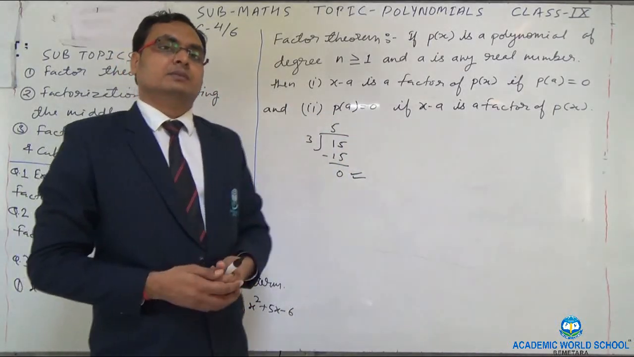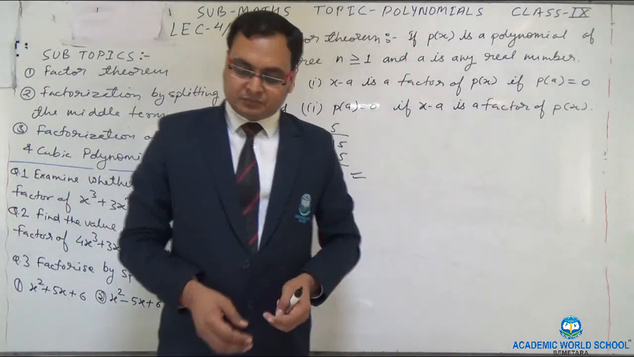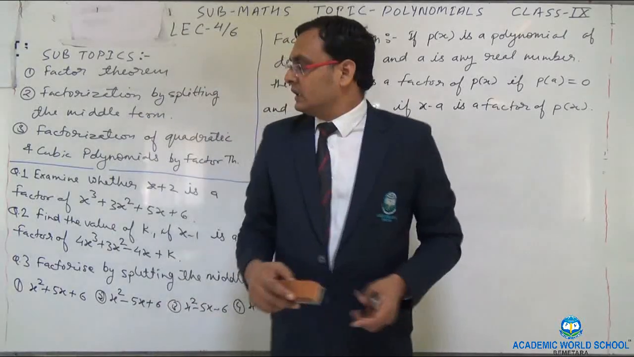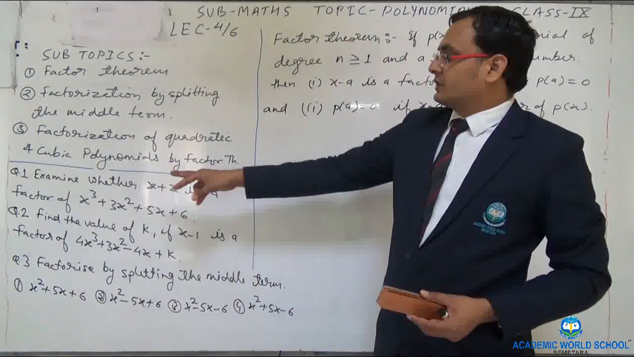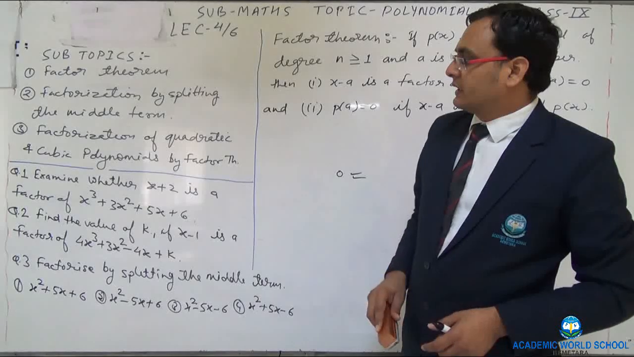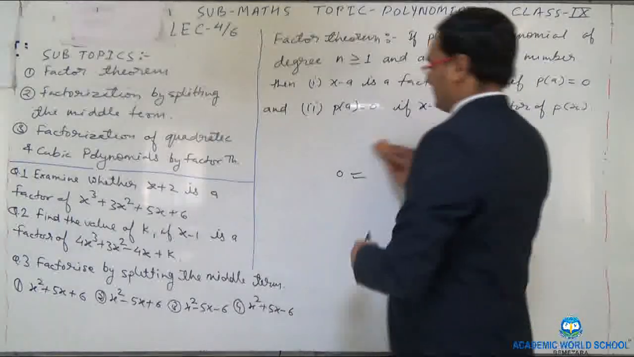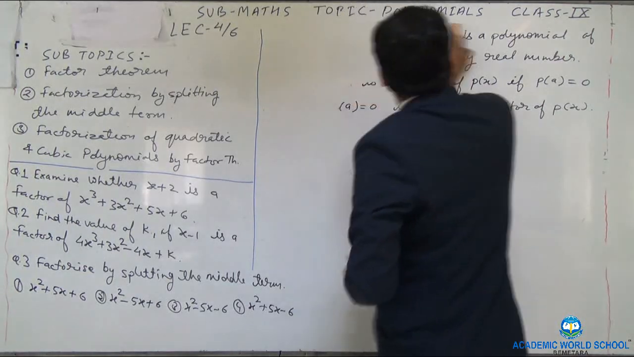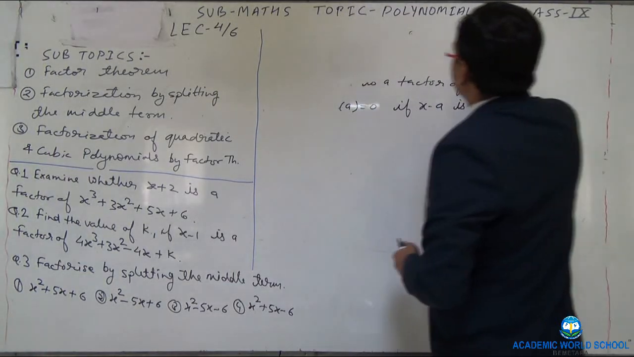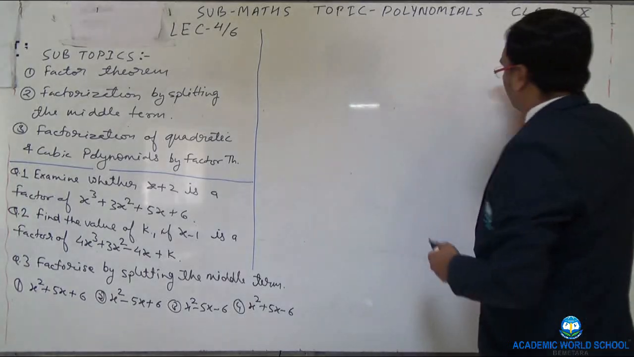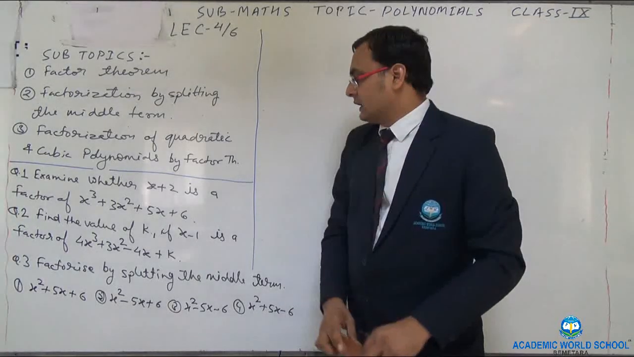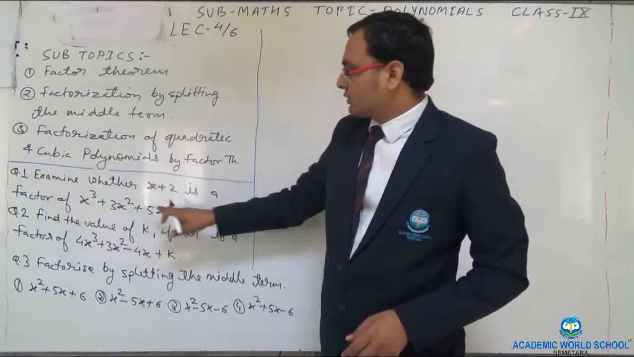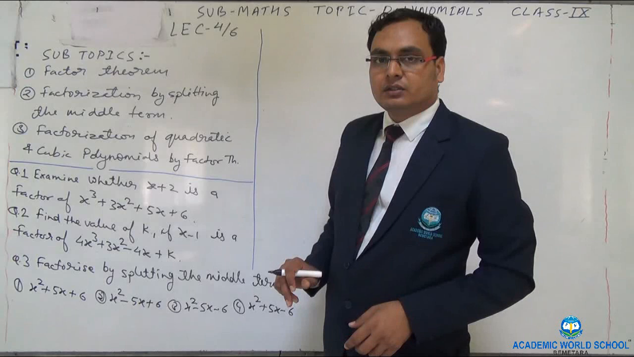We will discuss some applications of this factor theorem here. First of all, the first question is, examine whether x plus 2 is a factor of x cube plus 3x square plus 5x plus 6. So, we can apply the factor theorem to check whether this given factor x plus 2 is a factor of this polynomial x cube plus 3x square plus 5x plus 6 or not.